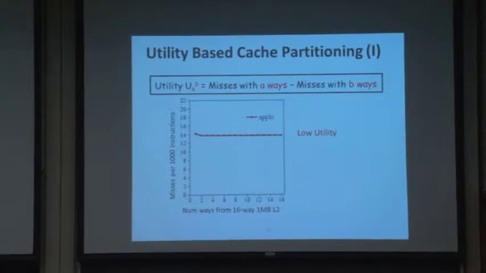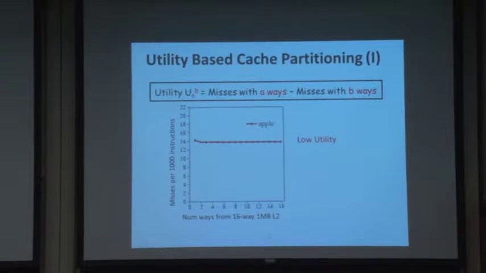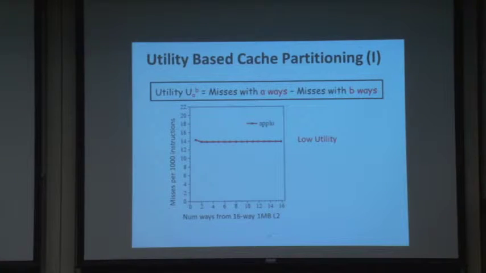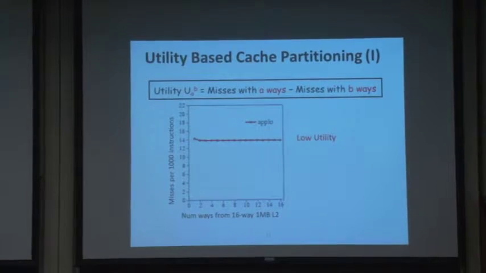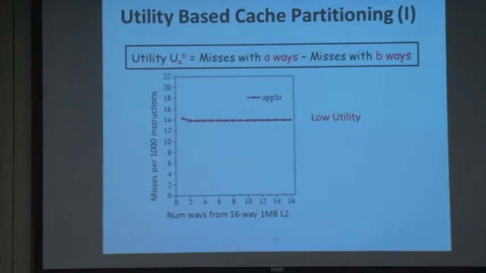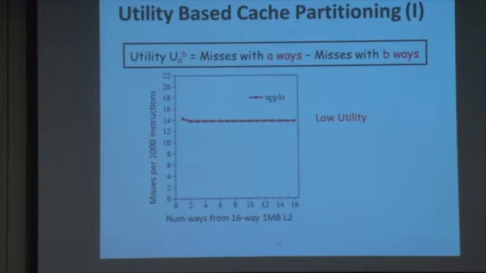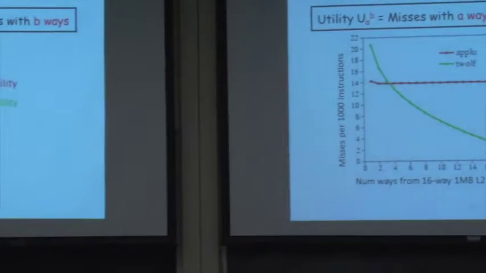So here's one example. There's a 16-way, 1 megabyte L2 cache. And there is an application, apple. What's done in that experiment, you just give it more and more ways until you actually give it the whole cache. And you see that the misses just drop a little bit here, but the rest is just flat. It means this application doesn't benefit from more cache.